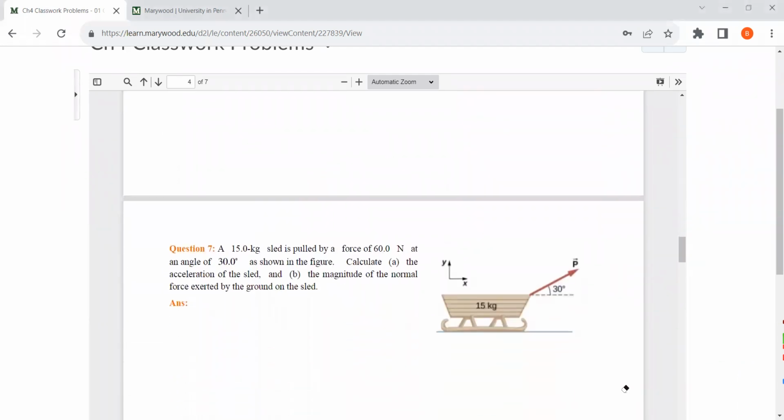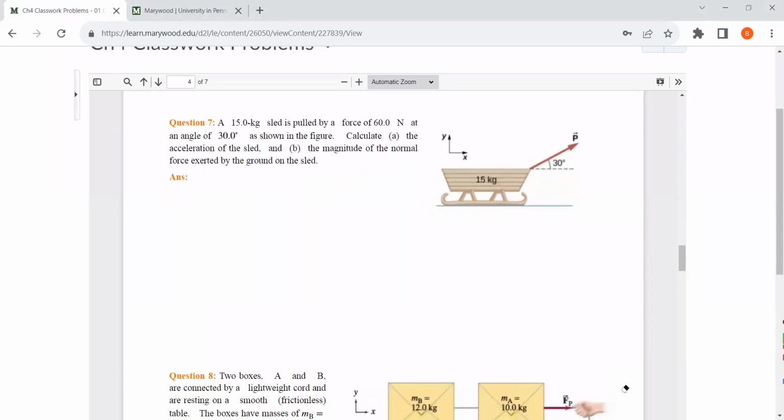Okay, so the last problem for today's class is this one. We have a 15 kilogram sled pulled by a force of 60 Newton at an angle of 30 degrees, as shown in the figure. Calculate the acceleration of the sled and the magnitude of the normal force. When we have this kind of problem, it's better to first draw the free body diagram. So let's draw the free body diagram first and then solve the problem.